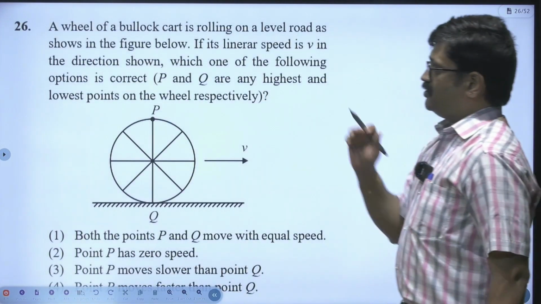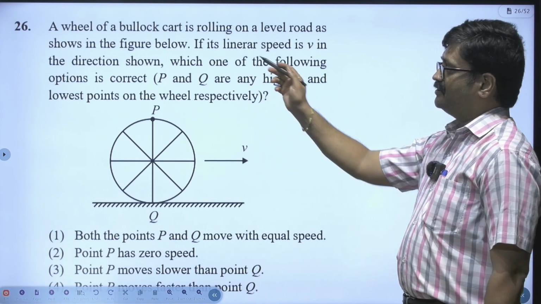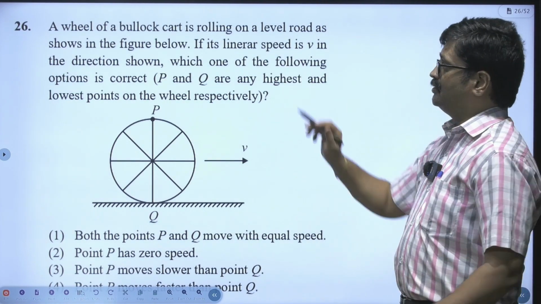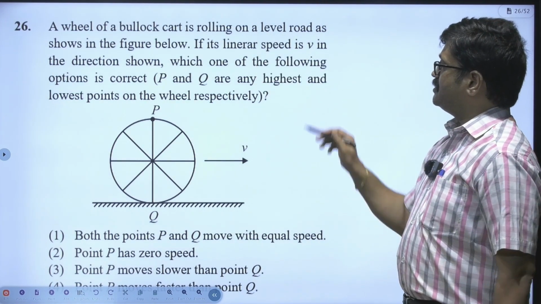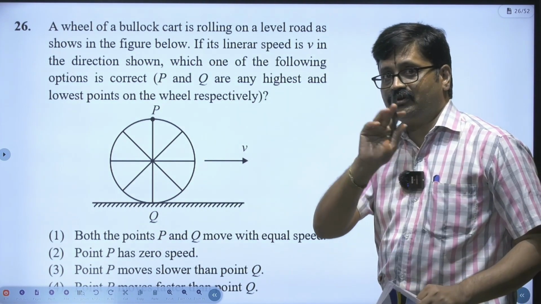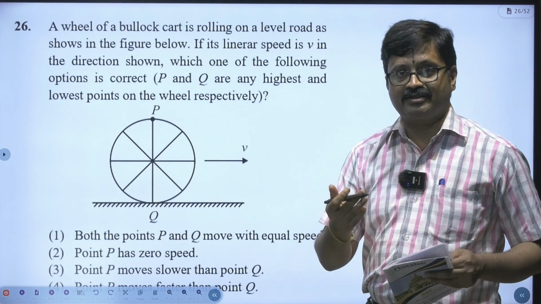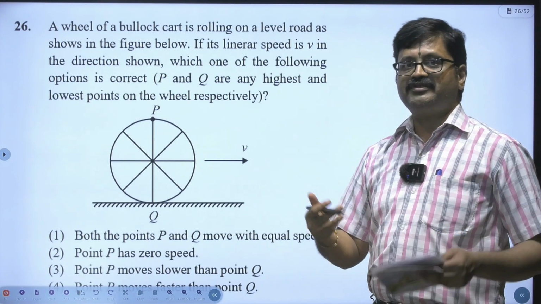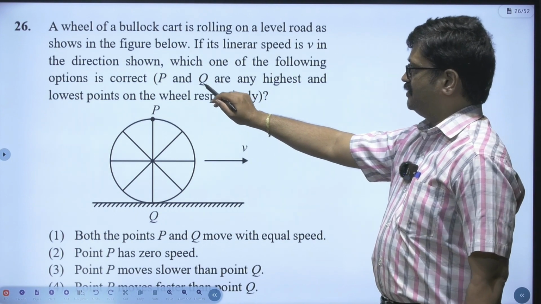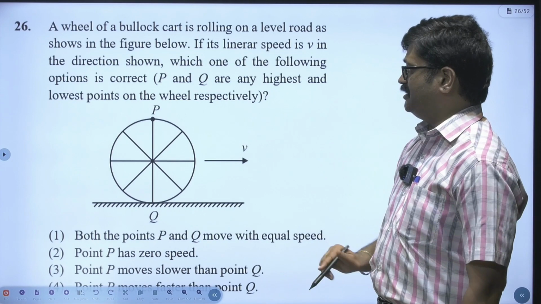Now, if we just talk about question number 26. This question is saying that a wheel of a bullock cart is rolling on a level road, as shown. If its linear speed is v in the direction shown, so linear speed is given as v. Note that the speed given is the speed of center of mass. So we can consider it to be the speed of center of mass here, and we can see which one of the following is correct. P and Q are the highest and lowest points on the wheel respectively.